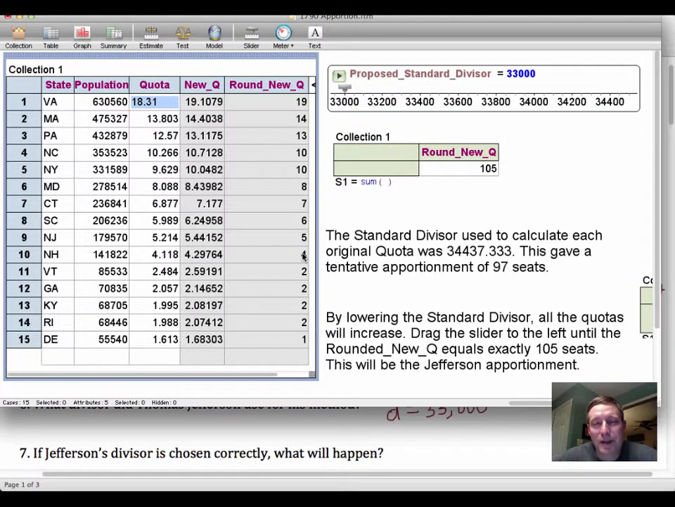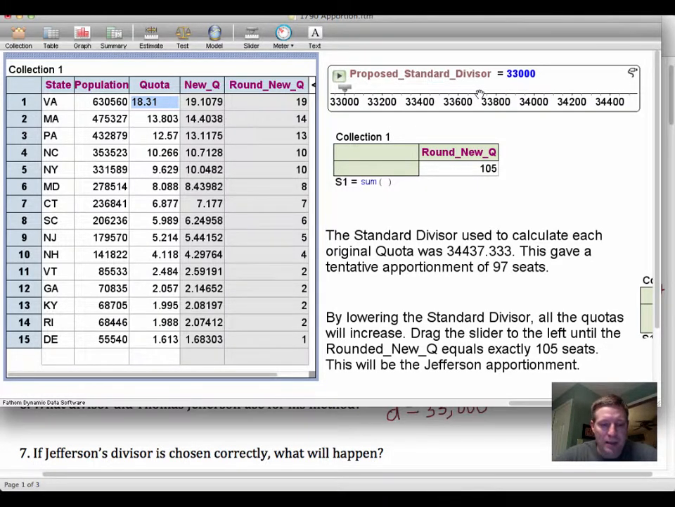So you can see, at least from one example, that this method that Jefferson proposed is a method that tends to benefit larger states. And so what he is doing is saying, okay, if we don't have enough under the Hamilton method when you round down, the best way to fix that problem is to change your standard divisor. And you make it smaller. And you make it smaller until you get up to 105.